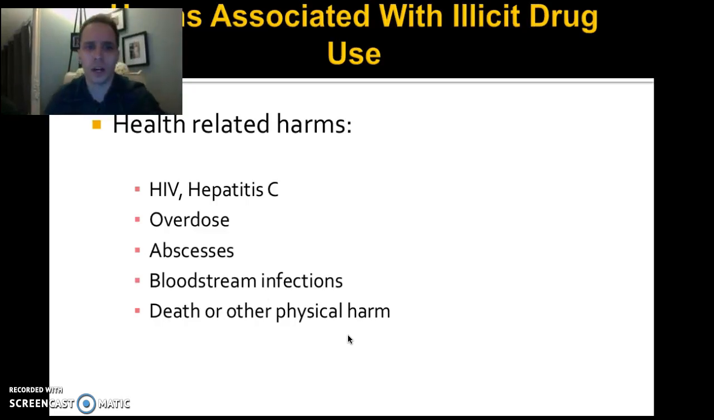There's health-related harms that we look at, especially around reduced suspension. Sorry, I feel like I've got congested sinuses today. And some of them are the reduction of HIV and hepatitis C, overdoses, abscesses or infections, bloodstream infections, death, or other physical harm. These are often harms associated with legal drug use, and so this is partly why we have harm reduction strategies. The goal isn't necessarily to reduce the use, but to reduce the harm.